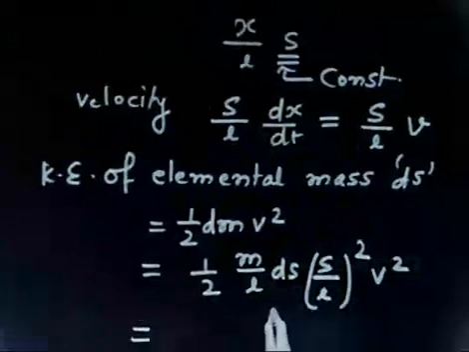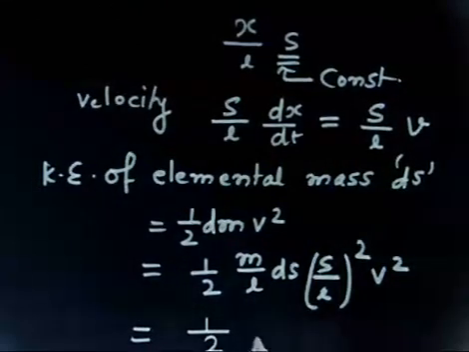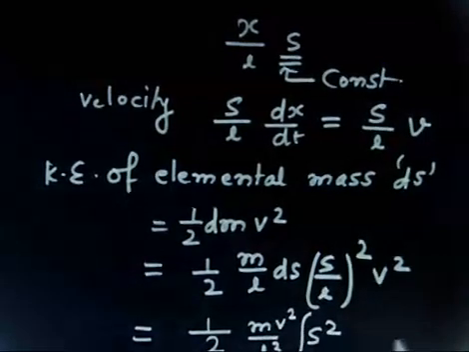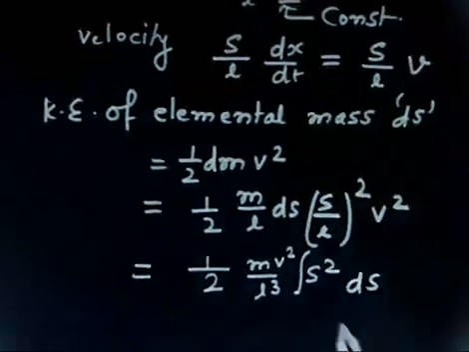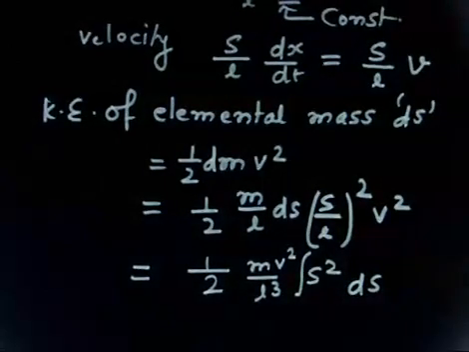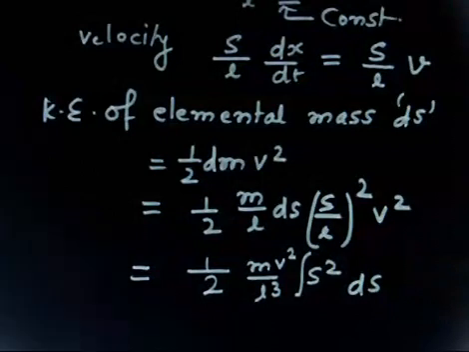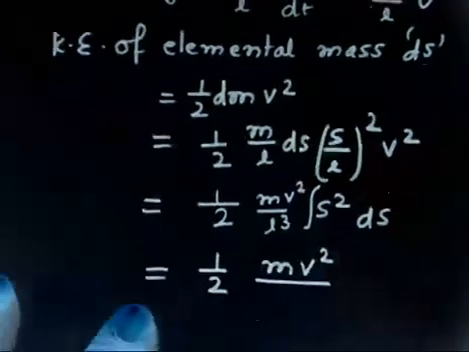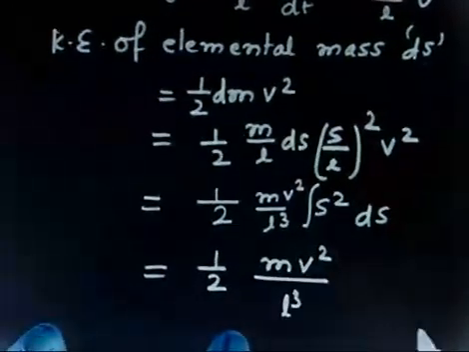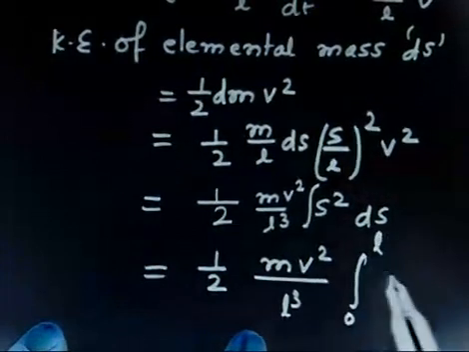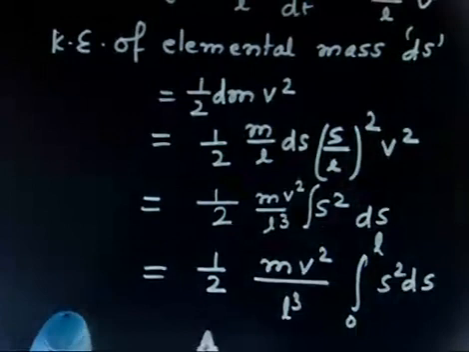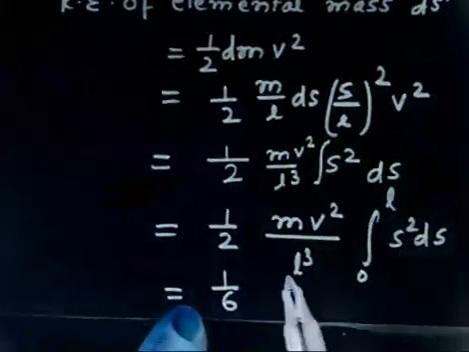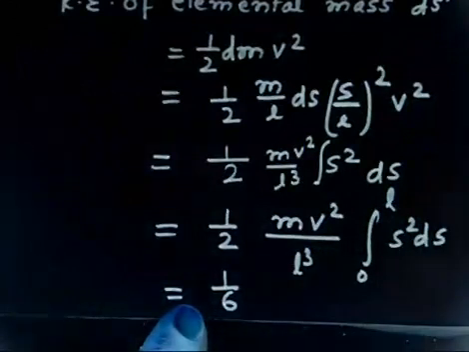Now if I integrate, I will have half m l cube s square, v square is constant, and ds. So you will have s cube by 3, and I have to integrate from 0 to l because the natural length of a spring is l. So I have to basically integrate this expression, 1 by 2 m v square l cube s square, from 0 to l ds. So this will come out to be 1 by 3, so 1 by 6 m v square, and l square goes, so simply I will have m v square by l.